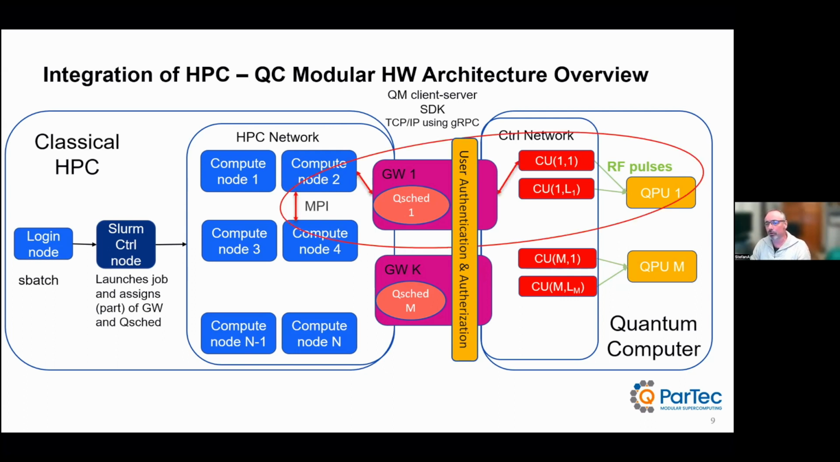The red circle symbolizes one job running with MPI communication between the compute nodes and kind of routing to the QPU from these nodes. The other nodes, in this case 1, 3, n minus 1, and n, wouldn't have access to QPU 1 at that point in time. But in parallel, there could be a second job running, accessing a different QPU.